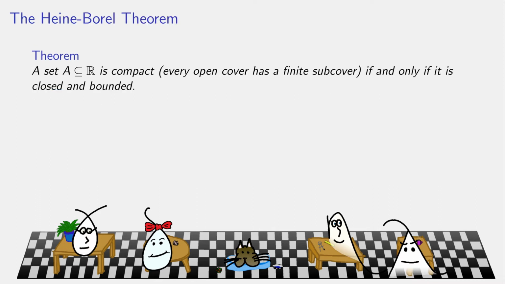Now here is something we introduced a little bit ago. The Heine-Borel Theorem says a set is compact. Now remember, compact is a pretty abstract definition. It says every open cover of the set has a finite subcover. This is true in the real numbers if and only if the set is closed and bounded.